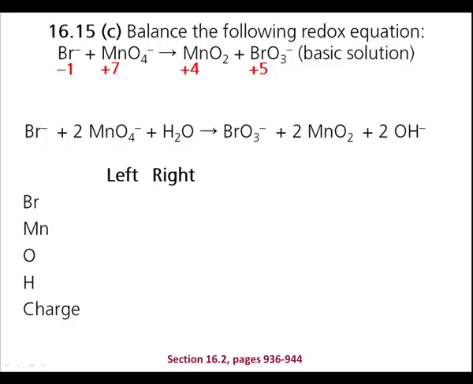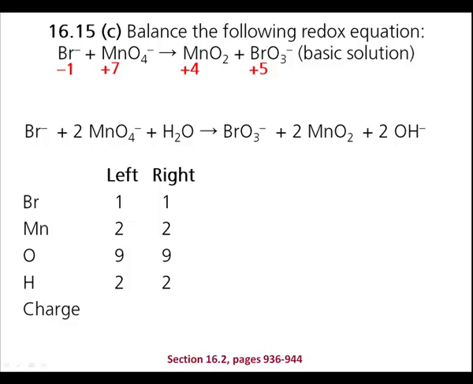So let's look at this. We've got 1 bromide on the left and a bromine in a bromate on the right. As for manganese, we've got 2 in the permanganates and 2 in the manganese dioxides. Oxygens, we've got 8 in the permanganates plus 1 in the water makes 9 on the left. And on the right, we've got 3 in the bromate, 4 in the manganese dioxide, and 2 in the hydroxides for a total of 9 as well. On the left, we've got 2 hydrogens. On the right, we've got 2 hydrogens.